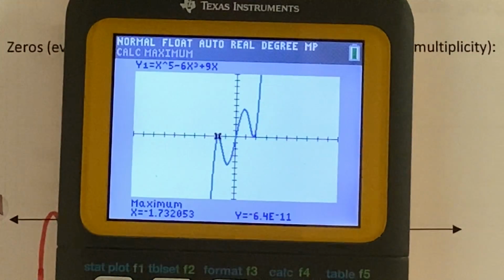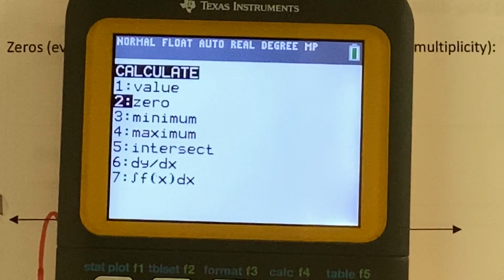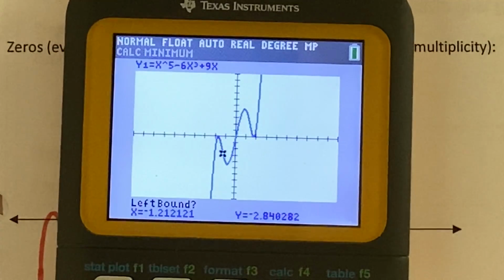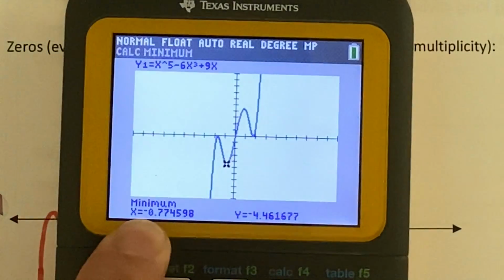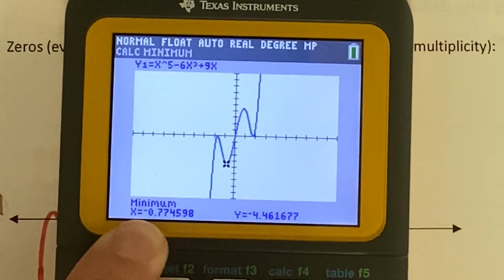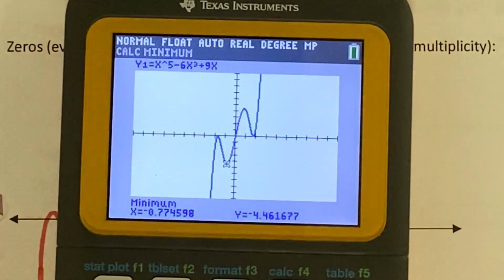And so then I would write that down. And then you would go second trace minimum, left side, right side, enter. And it would pop down to the minimum. And then if you notice, that was the same number as Desmos. And so I would write that down on my paper. And I would keep doing those.